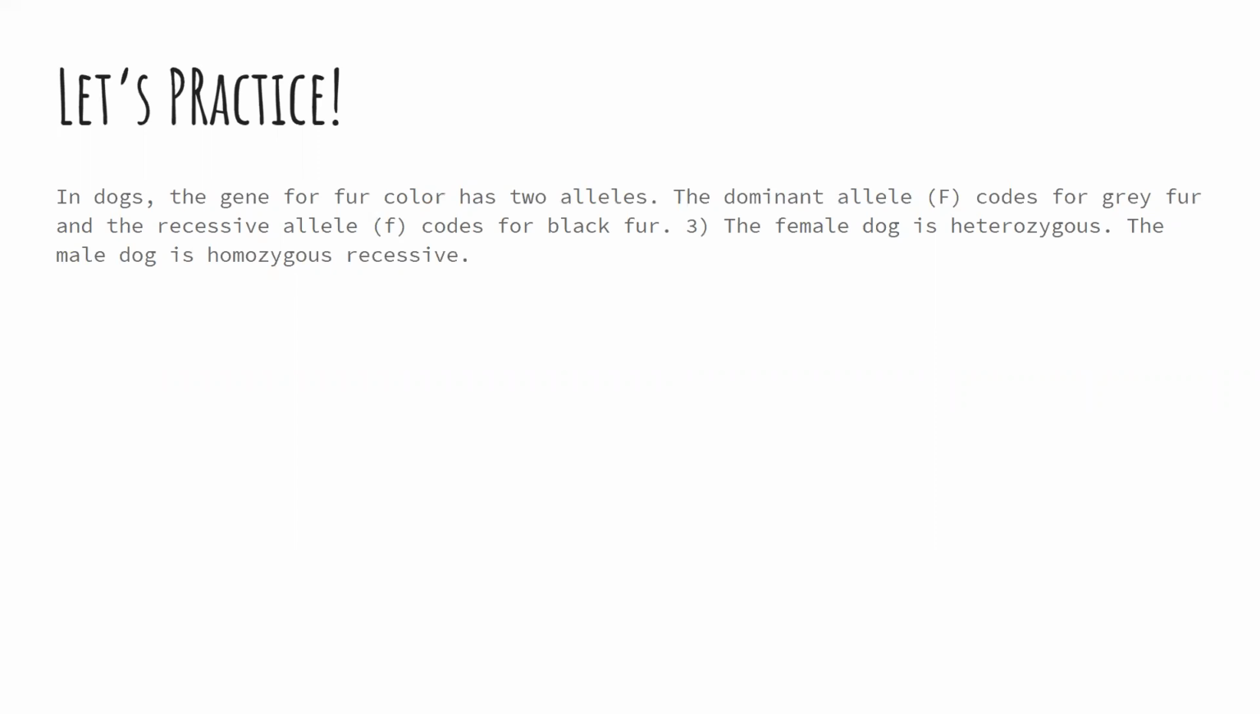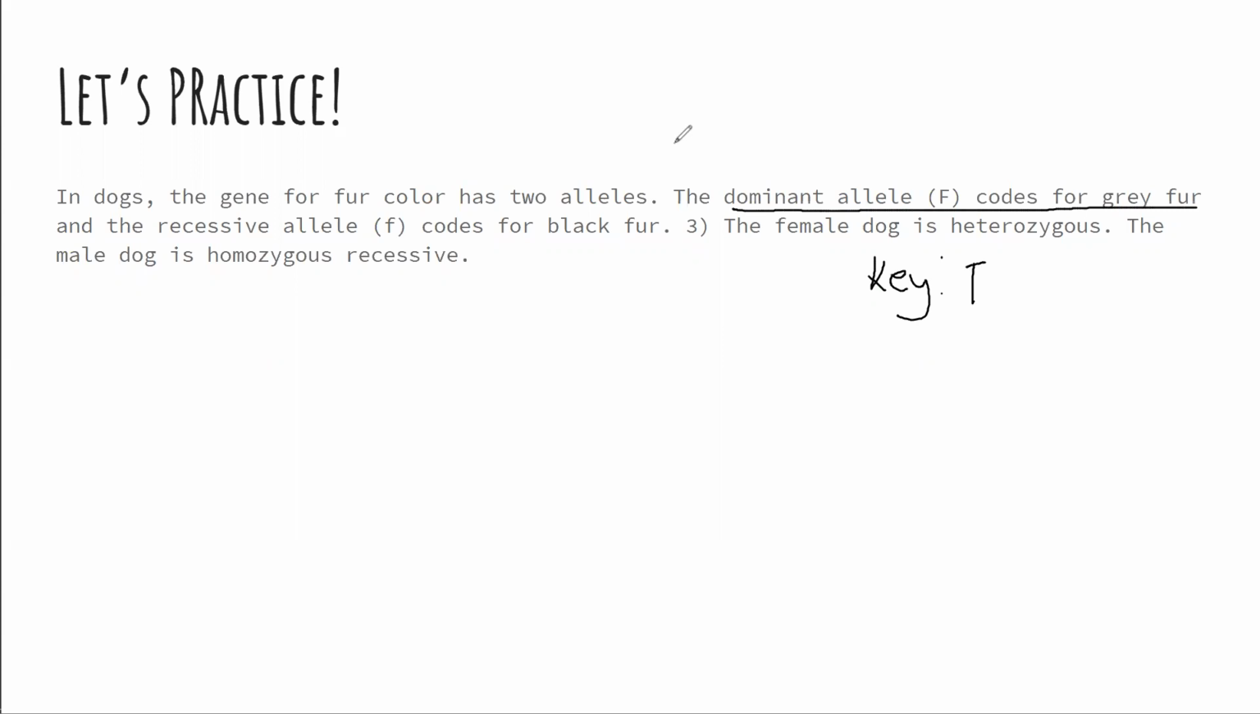So let's figure out everything that we need. Let's do our legend first. Let's do our key. The first thing you have to do is tell me what each allele codes for. They gave us the dominant allele, capital F, codes for gray fur. And they told you the recessive allele, lowercase f, codes for black fur. So lowercase f, black fur. That's the first thing we had to do.